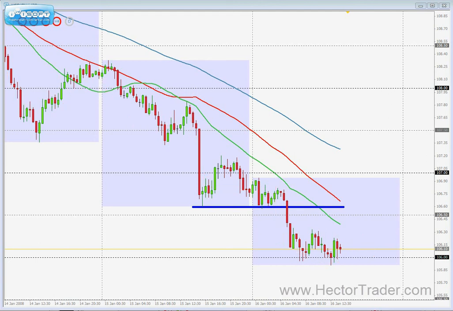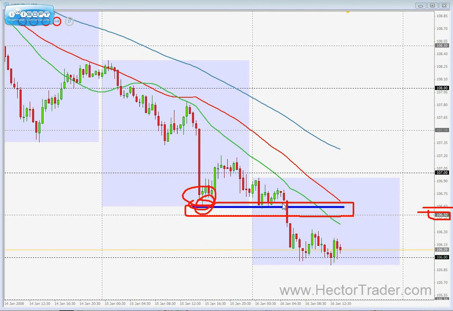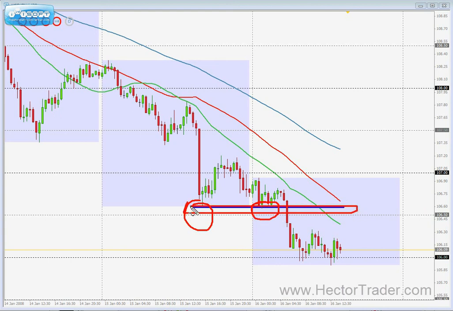What about the key levels of support and resistance for the day? I've already determined the key level for the day: 106.50, 106.60 with yesterday's low. Actually, it's a double bottom, right? I hope you guys can see this double bottom effectively forming.